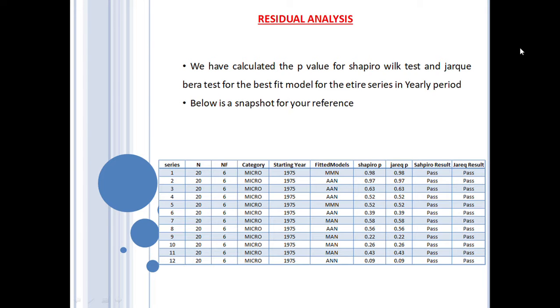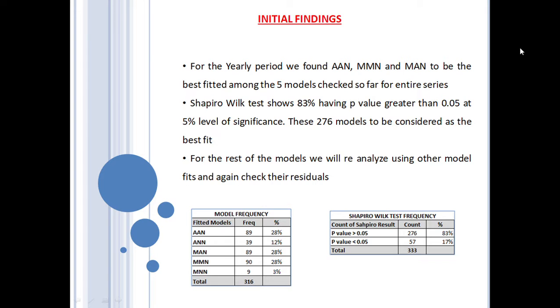We have created two further columns: if the p-value is greater than 0.05 at 5% significance level, then we say it is a pass, otherwise we say it is a fail. Similarly for the Jarque-Bera test, and we have been able to get the residual analysis for the lowest Maze which we have got. As an initial finding, we have done a frequency test. For the yearly period, we found ANN, MNN, and MAN to be the best fitted models among the 5 models checked so far for the entire series. So we are getting majorly these 3 models for the series in the yearly period.